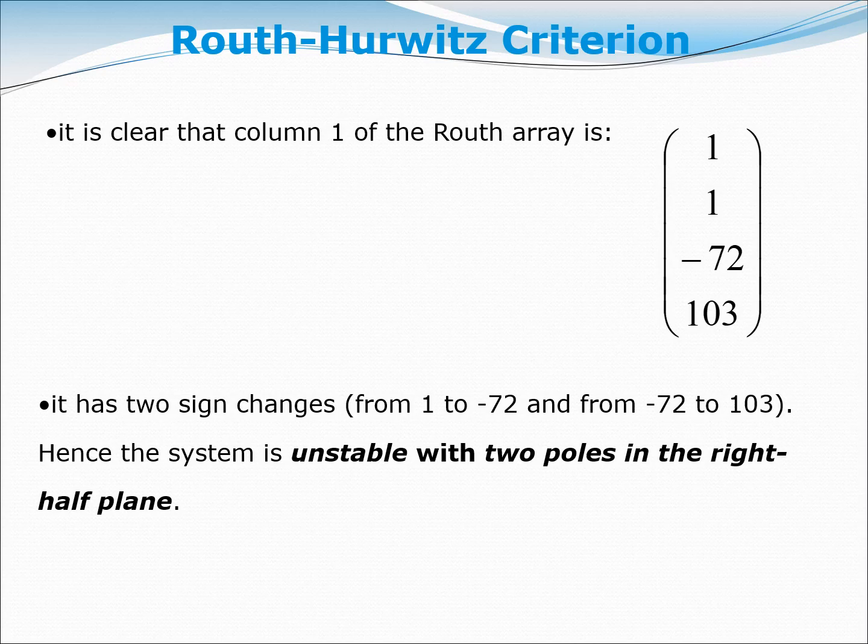So we repeat again. The first column has 1, 1, minus 72 and 103. It has 2 sign changes: from positive 1 to minus 72 and from minus 72 to 103. So this system is unstable with 2 poles in the right half plane.